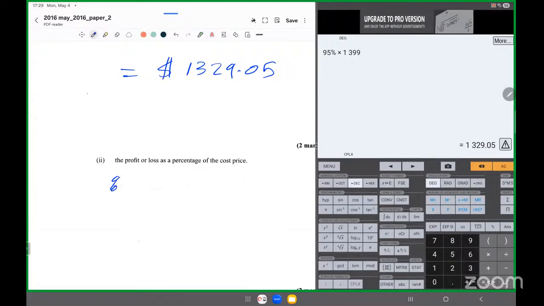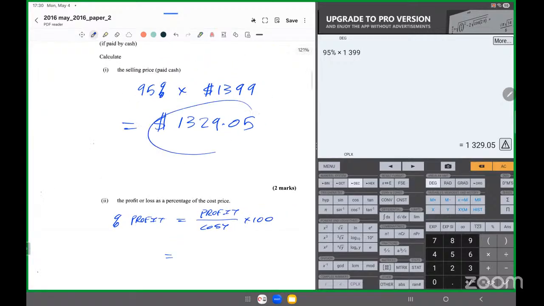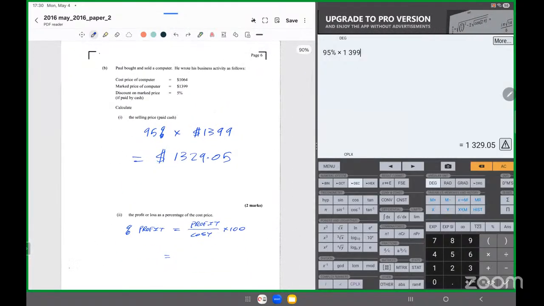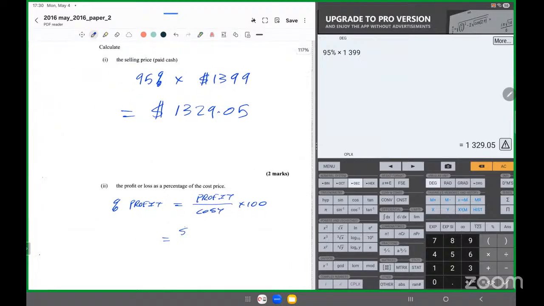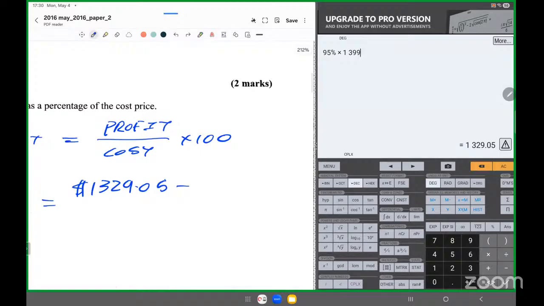So the percentage profit is the profit over the cost multiplied by 100. What is the profit? The profit is the selling price minus the cost price. So it is 1329.05 minus the cost price of 1064.